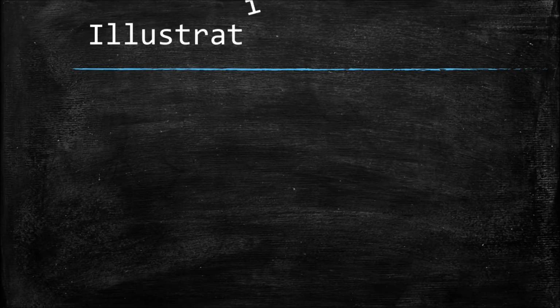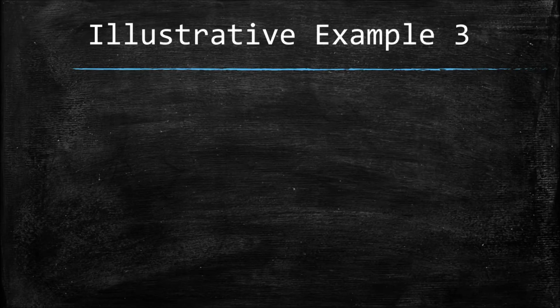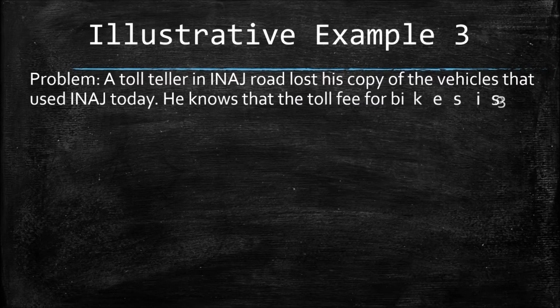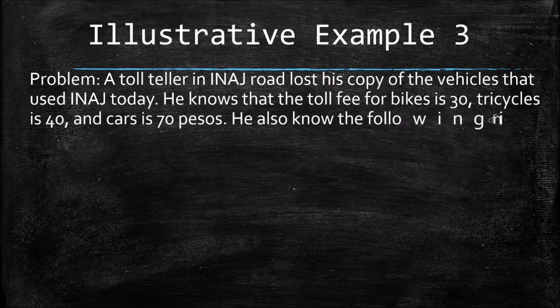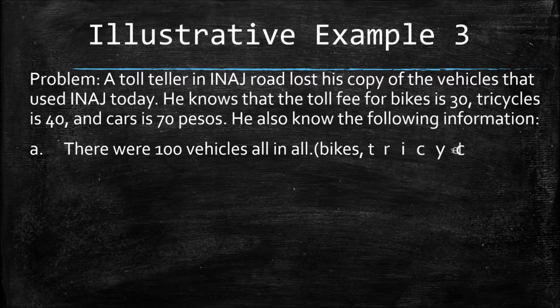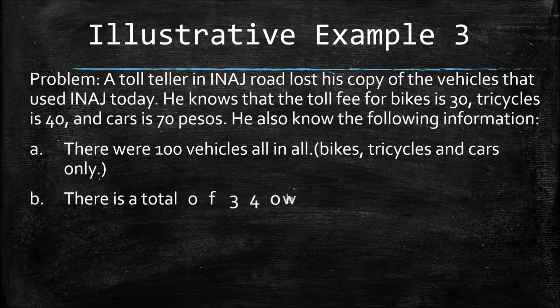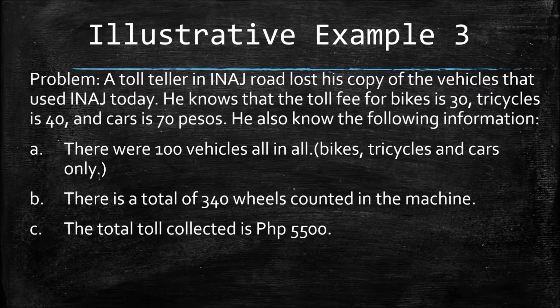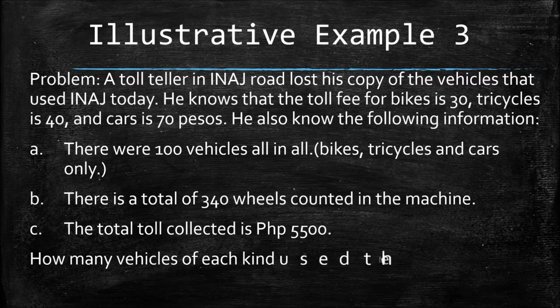Now let's have the third illustrative example for this video. A toll teller in Inaj Road lost his copy of the vehicles that used Inaj today. He knows that the toll fee for bikes is 30 pesos, tricycles is 40, and cars is 70 pesos. He also knows the following information. There were 100 vehicles all in all. There is a total of 340 wheels counted in the wheel counting machine. And the total toll collected for today is 5,500 pesos. How many vehicles of each kind used the Inaj Road?